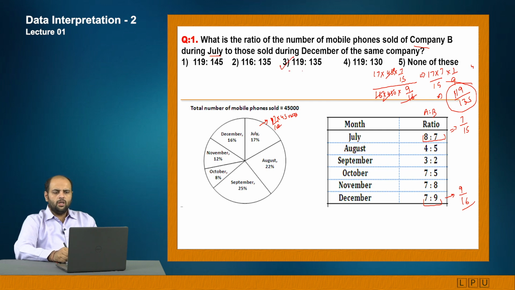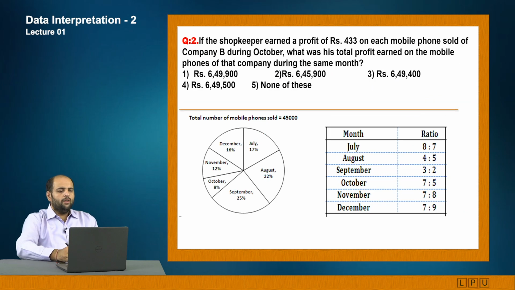So option C will be the answer for this. Okay, so we have to find out the values and then put them in to get the answer of the question. Now next, if the shopkeeper earned a profit of rupees 433 on each mobile phone sold, then the company B during October.